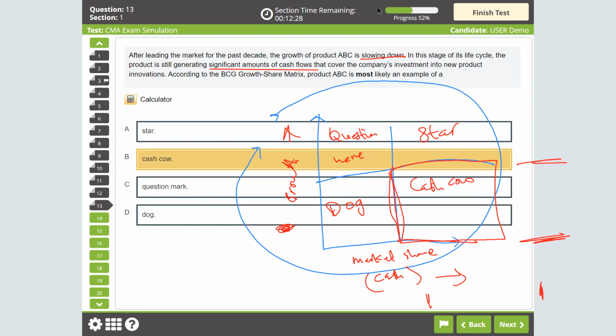If the question were to say, or the statement were to say that it is growing, or it just has a growth, then that was a star. That would be a star if it is growing. But because it's slowing down in growth, it's a cash cow that falls in here.